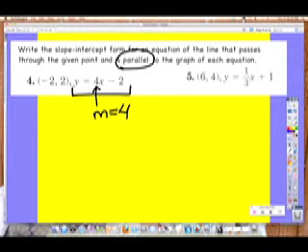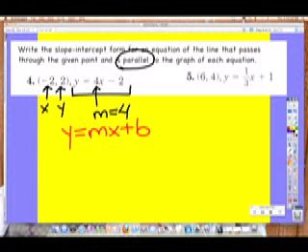Okay, then you come back to your point. Points are always in the form x, y, right? So we're going to use this for our x and this for our y. Negative 2 is on the x-axis, 2 is on the y-axis. And then we stick it in that y equals mx plus b. So I suggest just write y equals mx plus b, and we'll replace what we know.